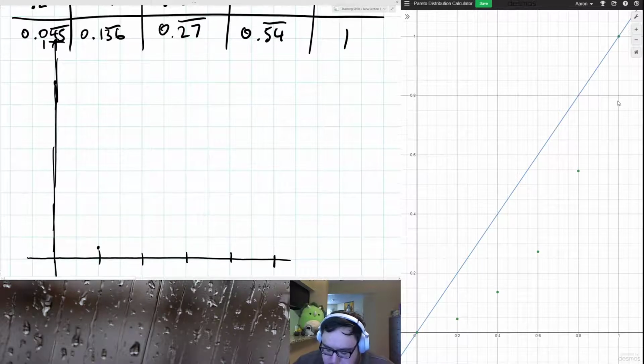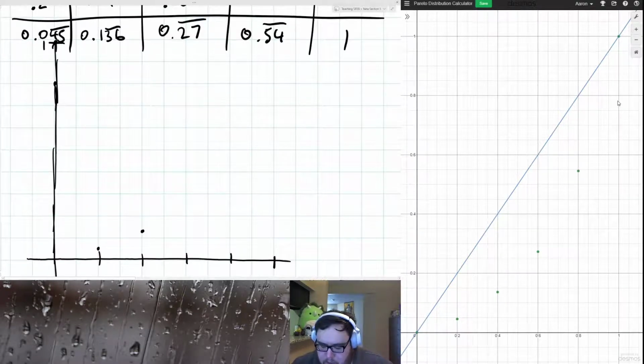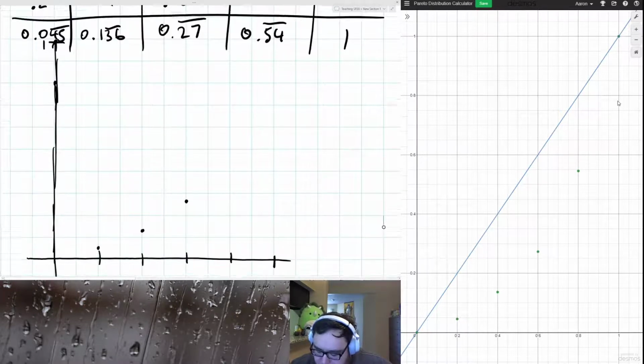half. At 0.4, we had 0.136. So that's about a third of the way up above 1. Here we had 0.27. So that'll be right around here, about 2/3 of the way between 2 and 3. For this guy at 0.8, we had 0.54, so that'll be 3, 4, 5. That'll be right around here, maybe just a little bit less than halfway between 5 and 6. And then our last point will be at 1, 1.